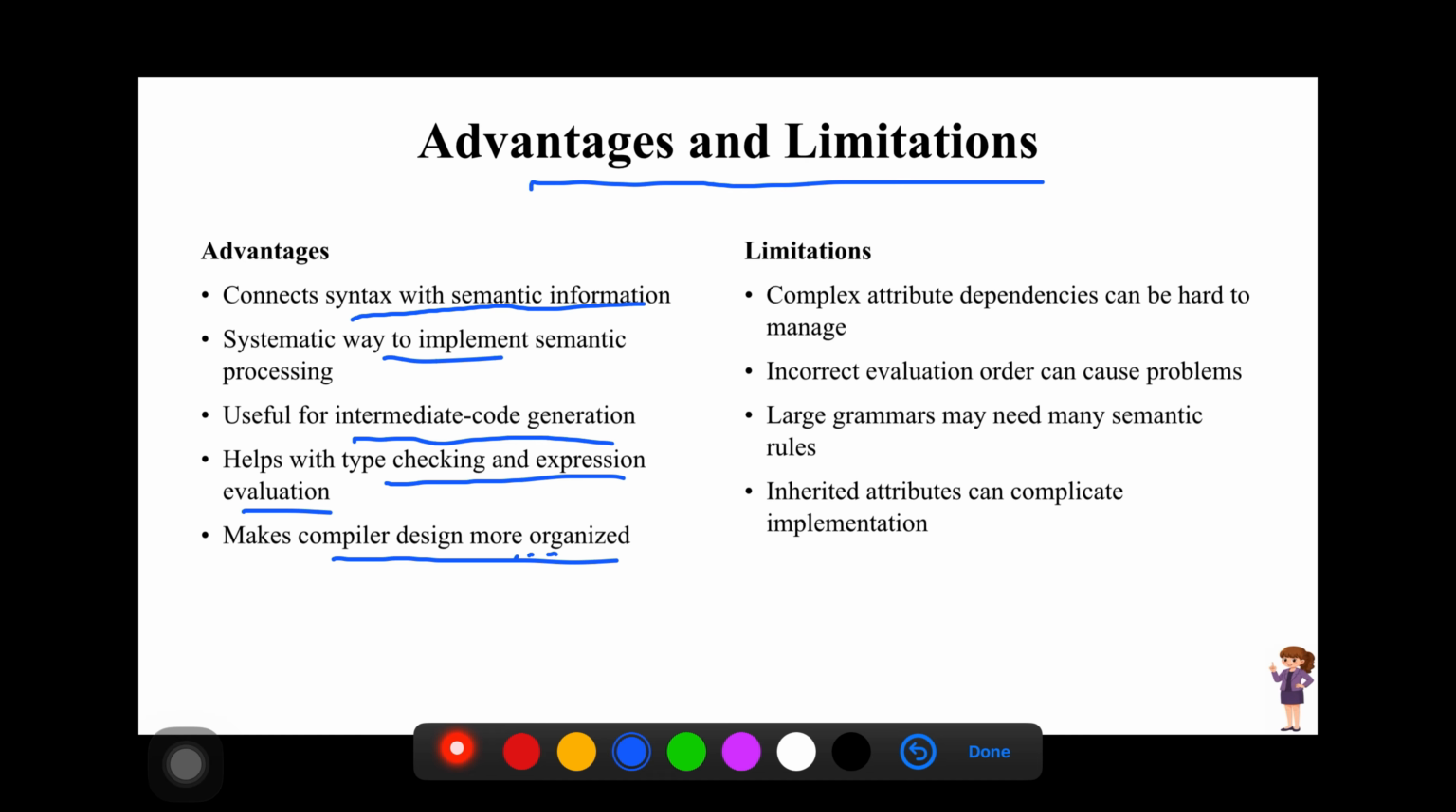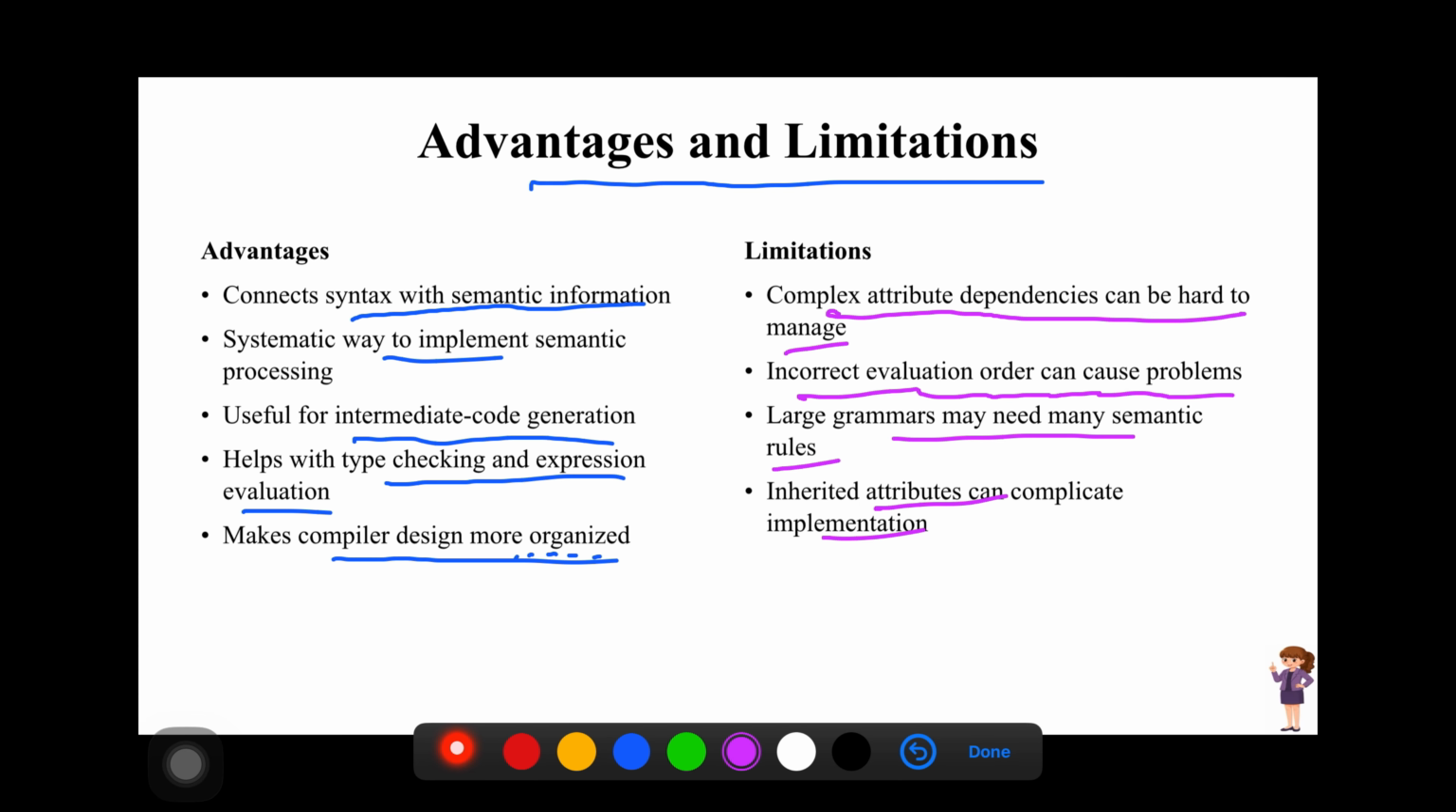However, there are some limitations. When the grammar has many attributes, their dependencies can become complicated. The order in which attributes or actions are evaluated can also become important. Inherited attributes may make implementation more difficult. And for a very large grammar, maintaining many semantic rules and actions can become complex. So they are powerful techniques, but they need to be designed carefully. I hope you guys understood.